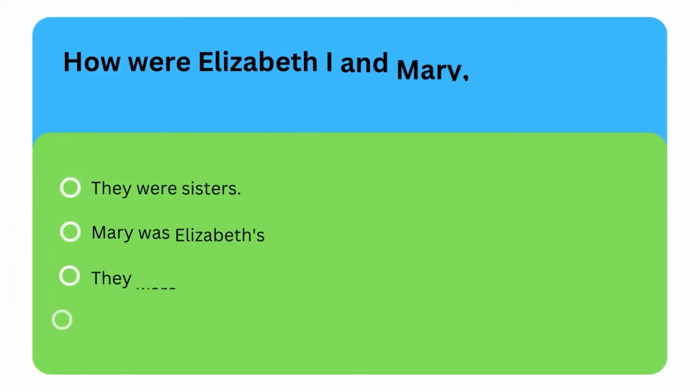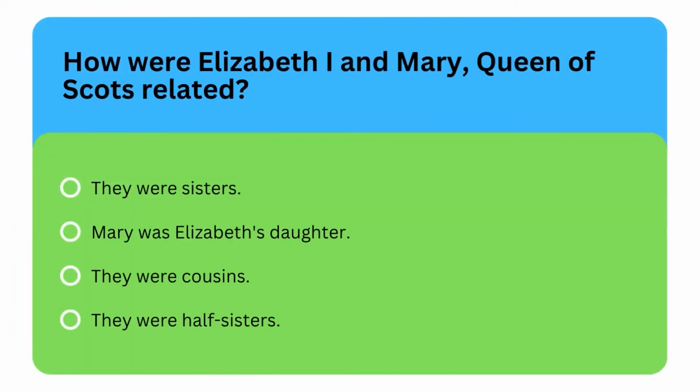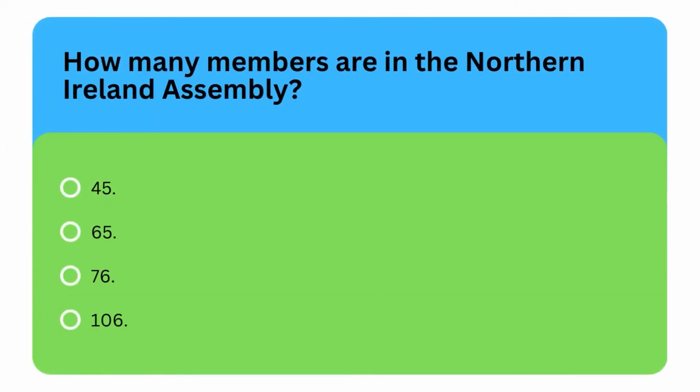Next question is, how were Elizabeth I and Mary the Queen of Scots related? Options are they were sisters, Mary was Elizabeth's daughter, they were cousins, or they were half sisters. So the correct option is third option. They were cousins.